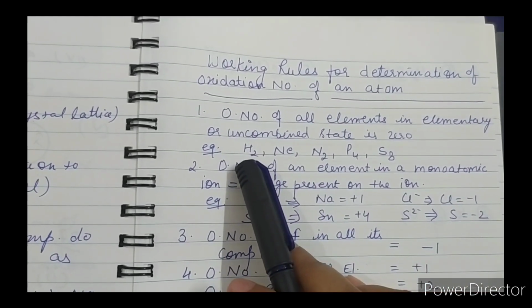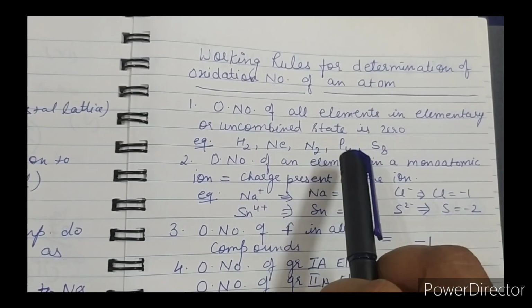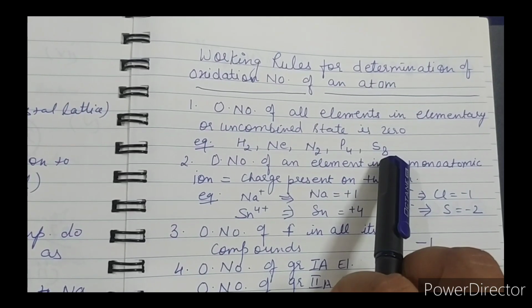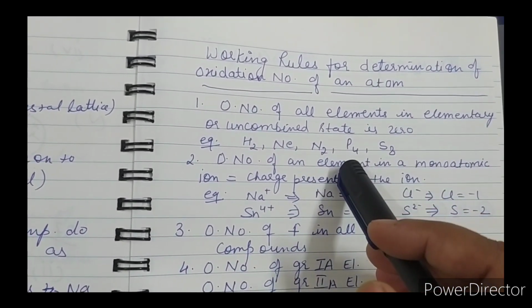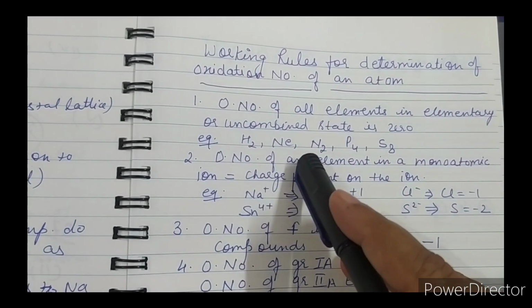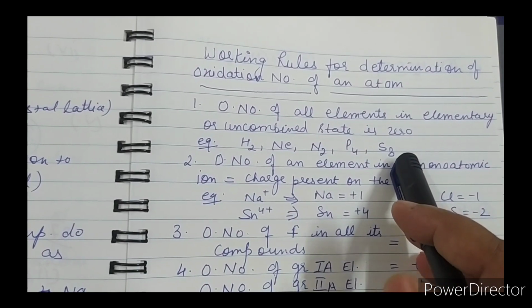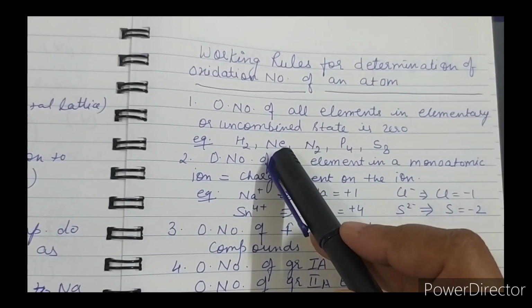Like hydrogen in hydrogen molecule, neon, nitrogen in nitrogen molecule, phosphorus in phosphorus molecule, sulfur in sulfur molecule, and likewise oxygen in O2, fluorine in F2, all are having oxidation number 0. If they are in elemental state or they are single atoms in uncombined state, they will have the oxidation number as 0.